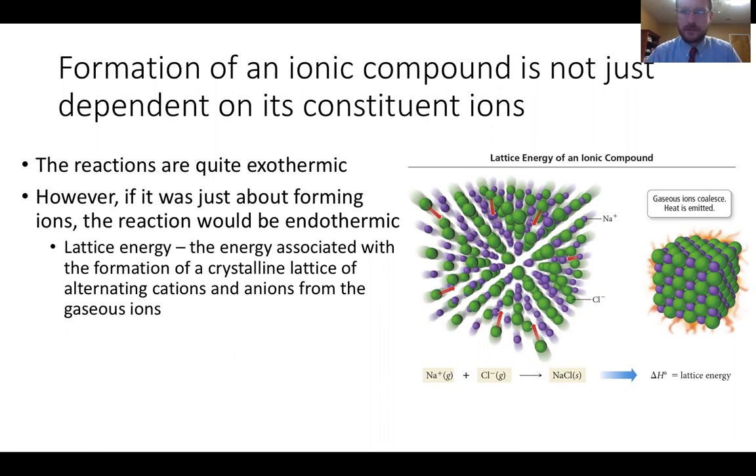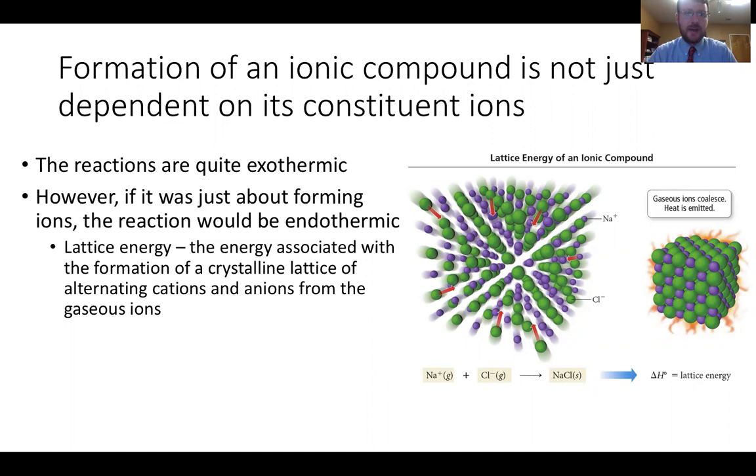And what I mean by extra stuff to it is if we were to just take Na+1, Cl-1, put them together, it would be very highly endothermic. And if you remember from a couple chapters ago, endothermic reactions require energy to occur. However, if you look at the formation of an ionic compound, it's actually quite exothermic, right? Which means it gives off a lot of energy and a lot of heat. And here's the reason why.